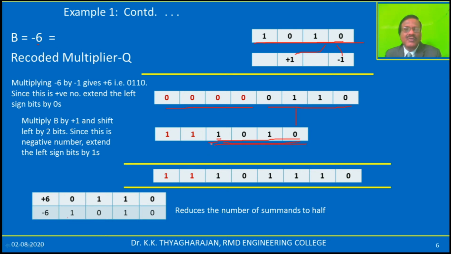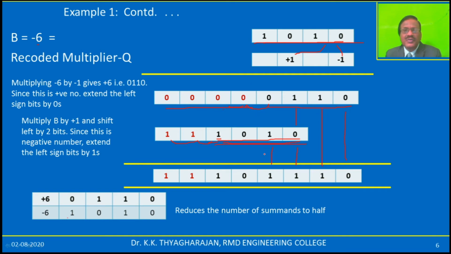Now, if you want to extend the number, only this 1 should be repeated. But here, the MSB is 0, so you are duplicating that 0 here. You are adding 4 zeros. But here, you have to extend the sign by adding 1 here because it is a negative number. Now, you just add the values. So, this 0 will come here, 1, 1 plus 0 is 1, 0 plus 1 is 1, 0 plus 0 is 0, 0 plus 1 is 1, 0 plus 1 is 1, 0 plus 1 is 1, 1 is 1.